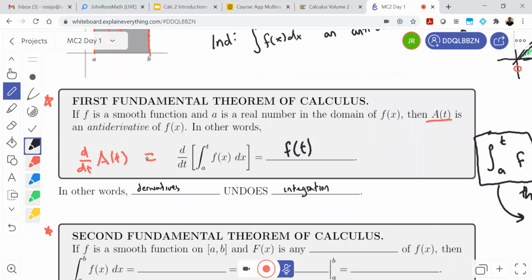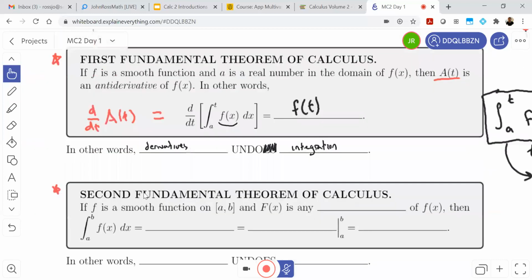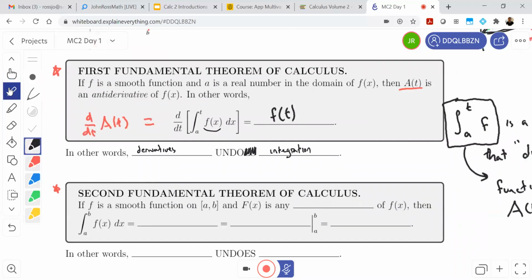One way that we can think about this is we had our function f, we set up an integral of it, we took the derivative of that integral, and we found our f of t again. We rediscovered our function f. The second fundamental theorem of calculus is a similar statement said in the reverse order. So if little f is a smooth function and capital F is any antiderivative of little f, then the integral from a to b of f of x, notice again, this is a definite integral.